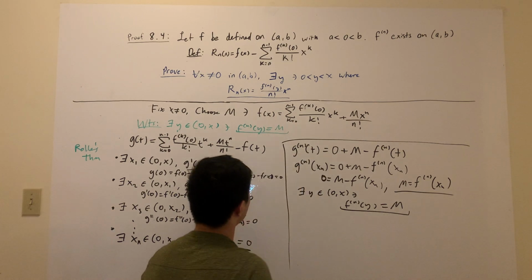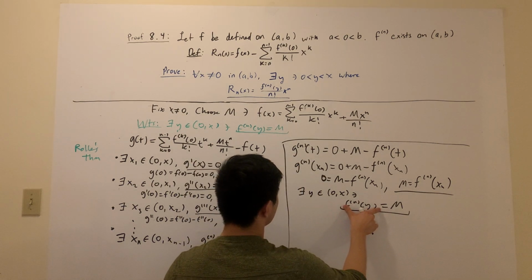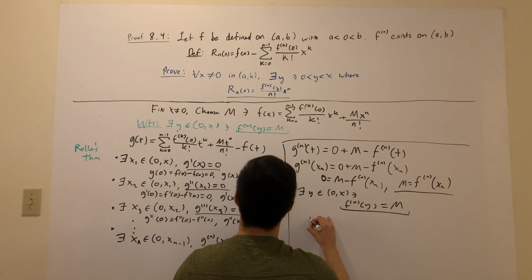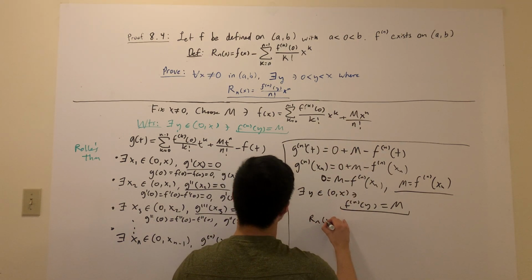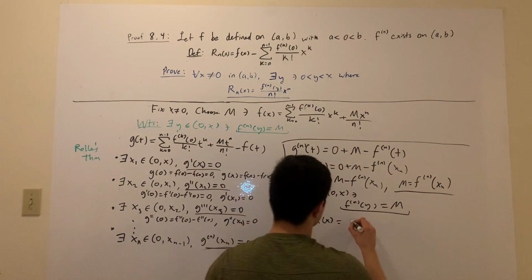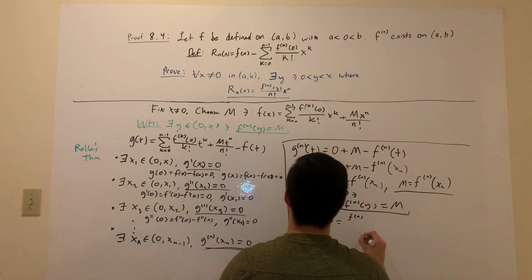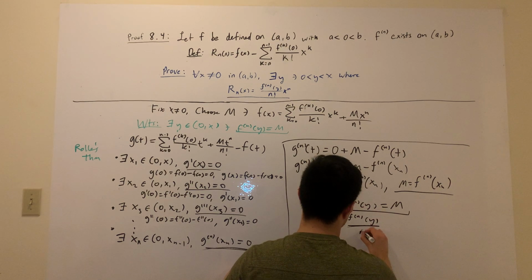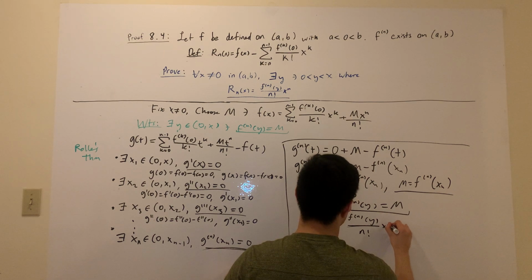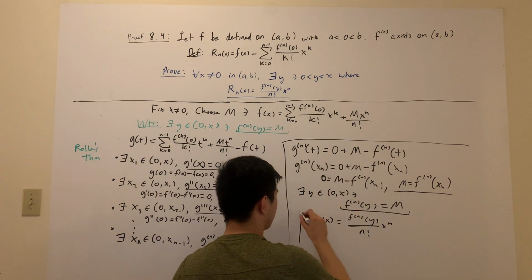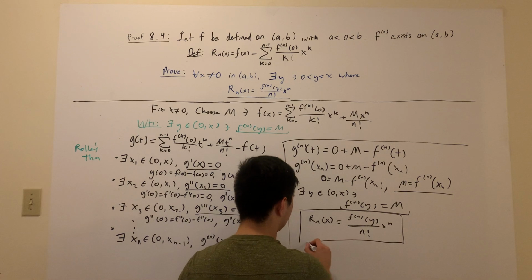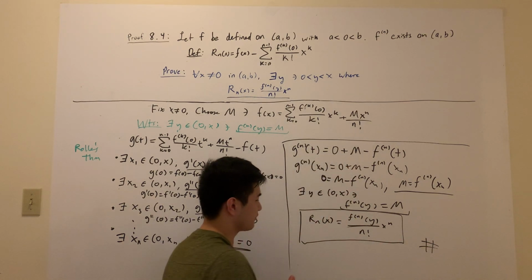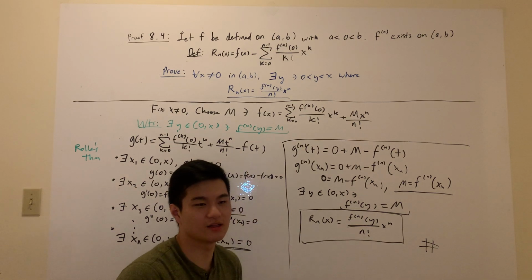Now, to finish it off, if we put this right in there, we can show that r sub n of x is equal to f to the nth derivative of y, like what we have here, over n factorial times x to the n. And that's exactly what we were trying to prove earlier. So there we go. We have proved the Taylor's remainder theorem.